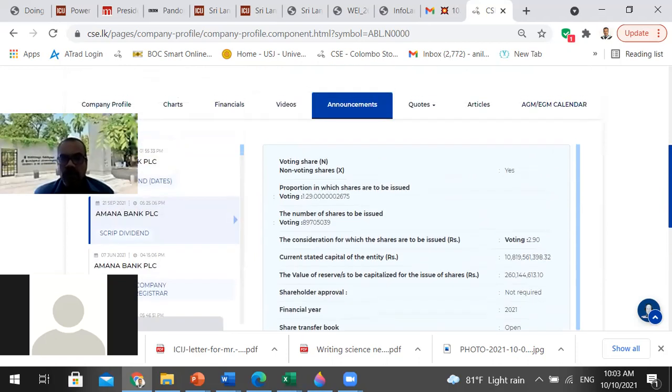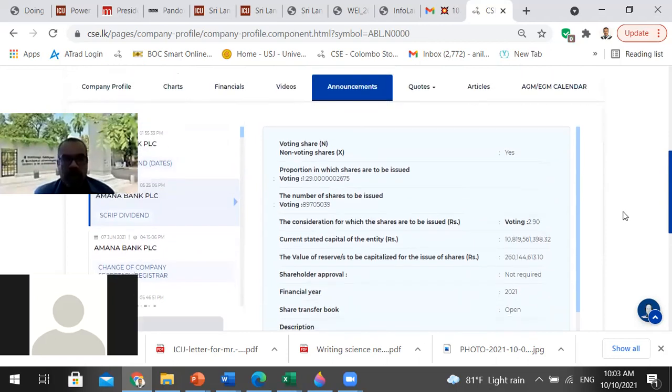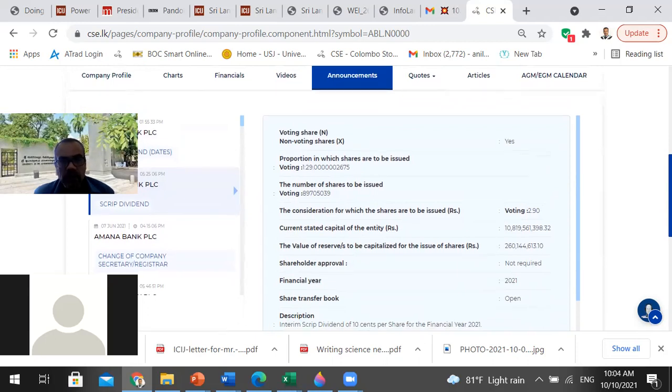Can you see my screen here? Can you see the screen? Yes, sir. With this Amana Bank announcement? Which one do you see? Is it a presentation or this one? Amana Bank.